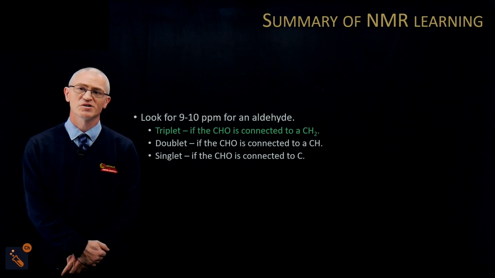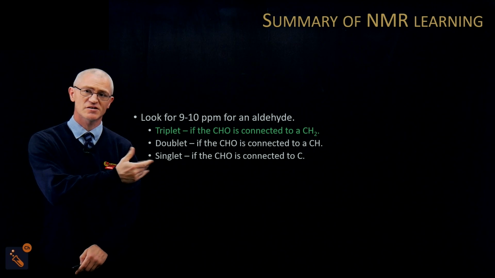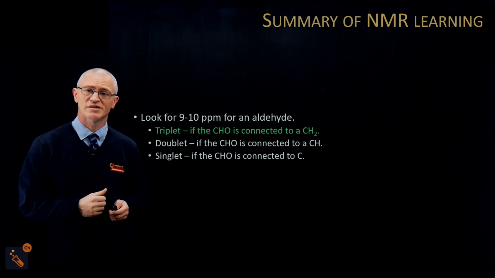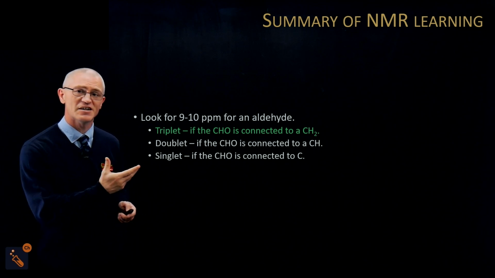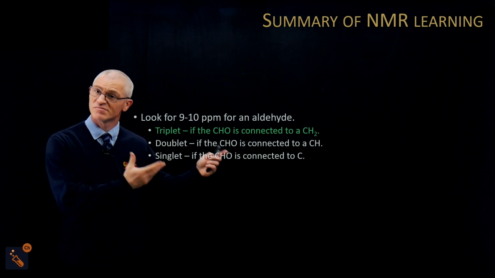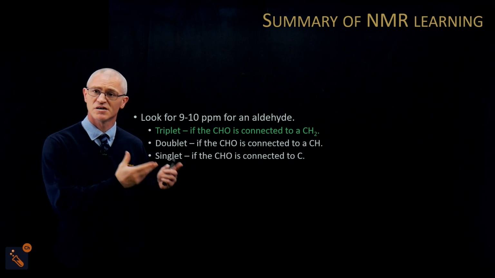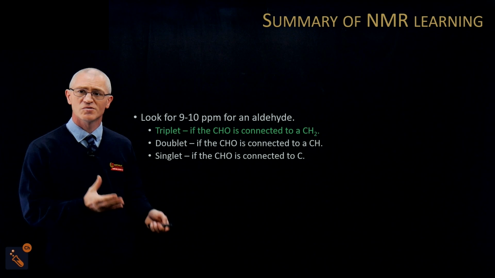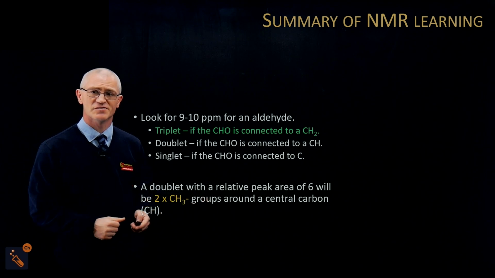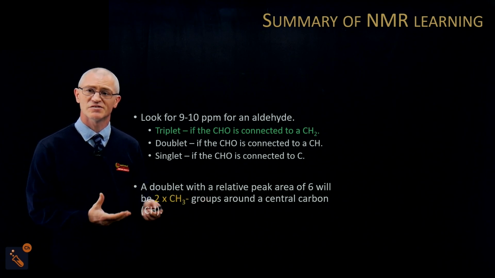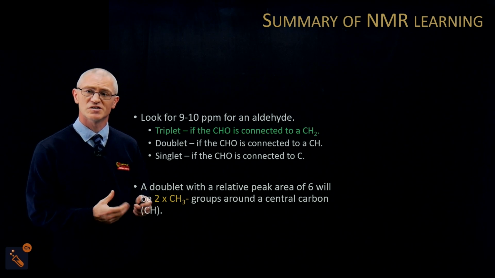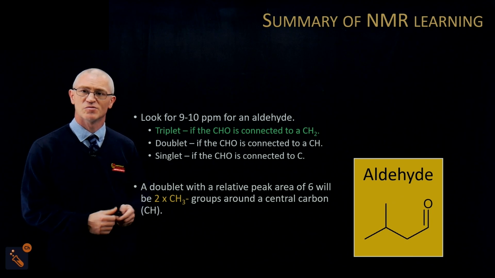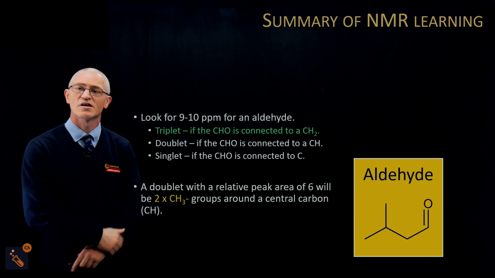So to summarise, we have looked for that 9 to 10 peak for an aldehyde. We found a triplet. Triplet means it's connected to a CH2. But if you find that there's an aldehyde and it's a doublet, that CHO is connected to a CH, or a singlet, that means it's connected to a carbon with no hydrogens on. We also looked at the doublet with a relative peak area of 6, which would be 2 CH3 groups around that central carbon which is a CH. Okay, and that can be very, very common. So they're both really good ones to remember.